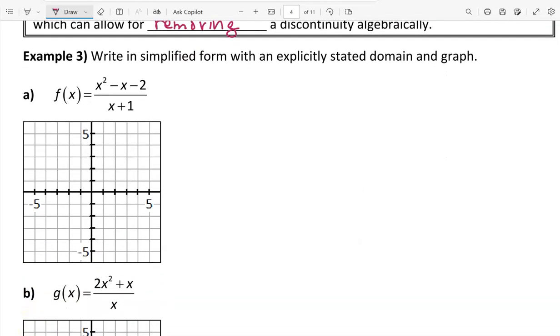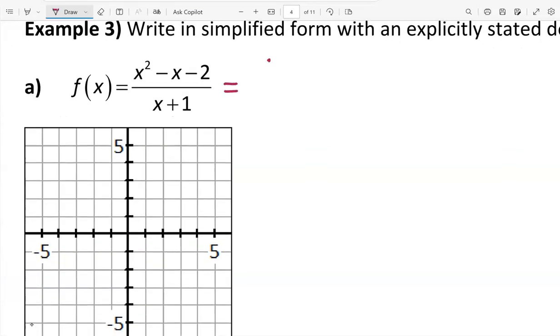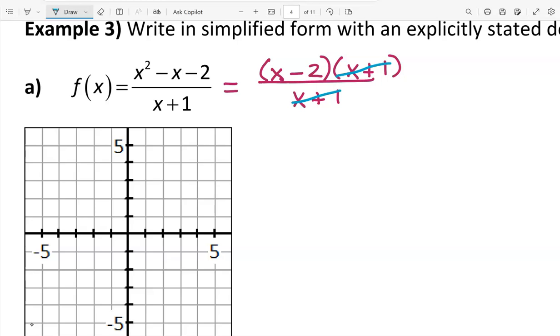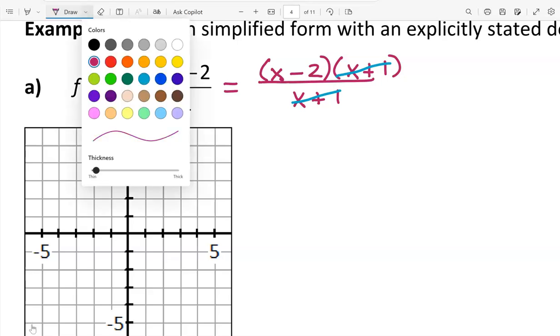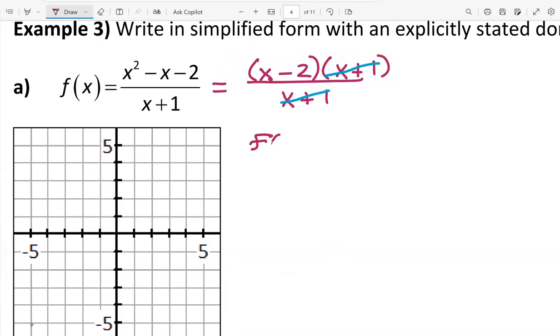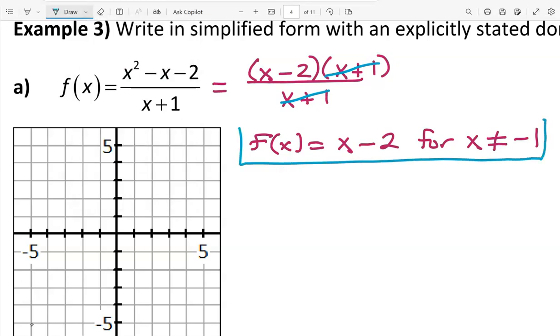So in example 3, we're going to use that technique. And so what we're going to do here is we're going to factor that numerator, that's x minus 2 times x plus 1 divided by x plus 1. And we're going to cancel that common factor, but in doing so, we're canceling a division, so we have to be careful that we're not dividing by 0. So when we rewrite, our function can be rewritten as f of x is equal to x minus 2 for x not equal to negative 1, because negative 1 would cause the denominator of the original function to equal 0, so we want to make sure that we have an equivalent.